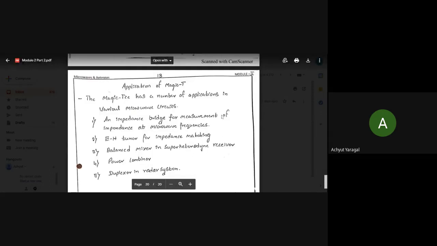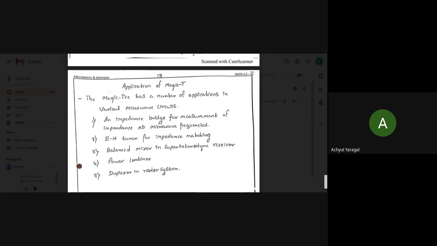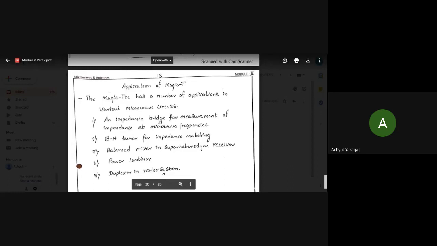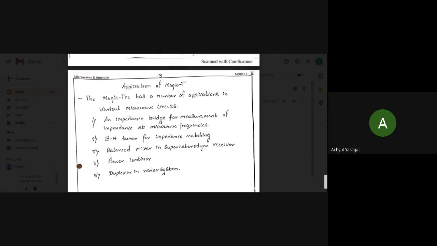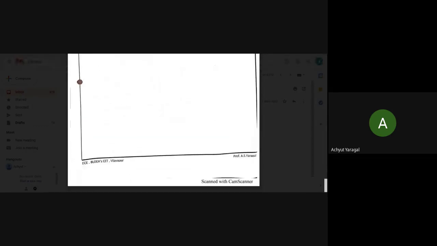So, applications of the magic T. Magic T has a number of applications in various microwave circuits here. It could be used as a power combiner. Yes, obviously that is one thing we are trying to use here. Then E and H tuner: with the help of the magic T, we are trying to tune the impedance matching here. Also, you can use it in the duplexer, in the balanced mixer, and also as a bridge for the measurement of impedances at microwave frequencies. These are the 5 applications we have for the magic T here.